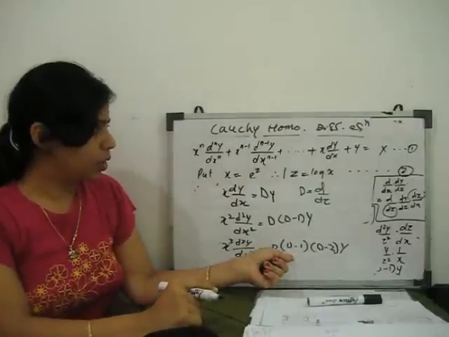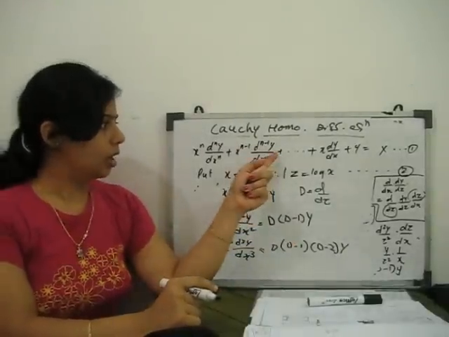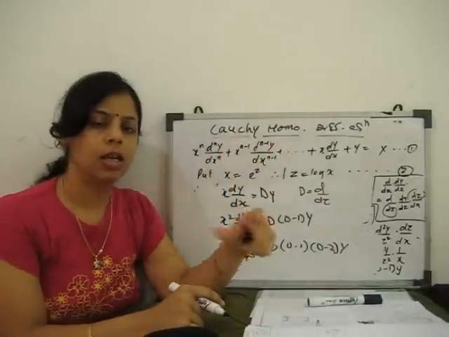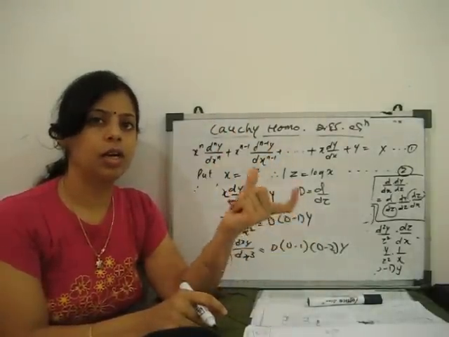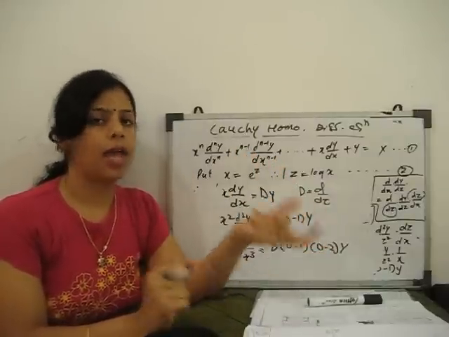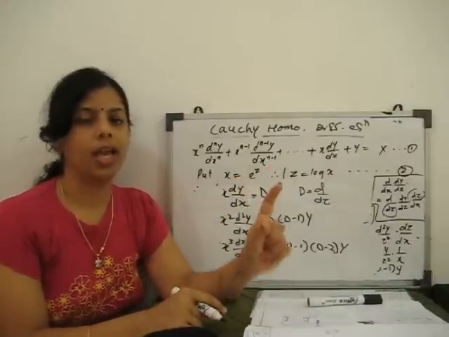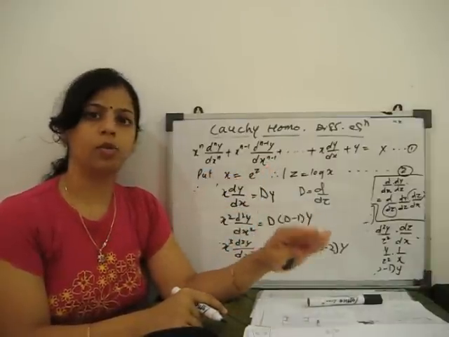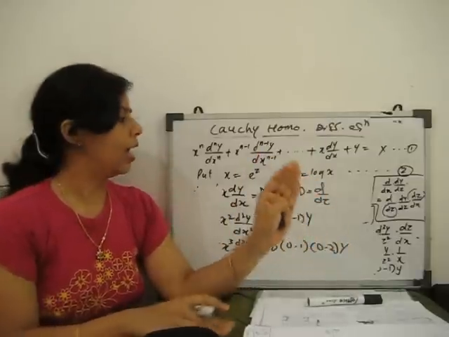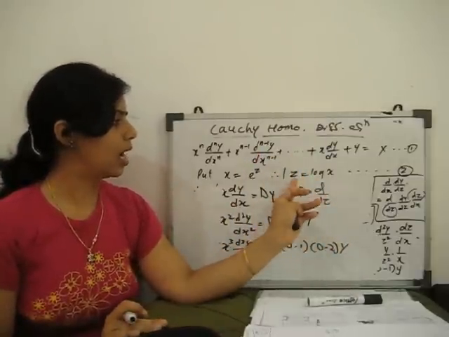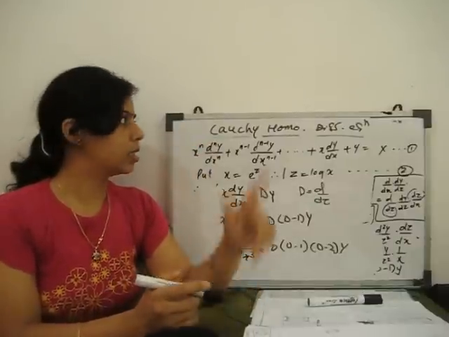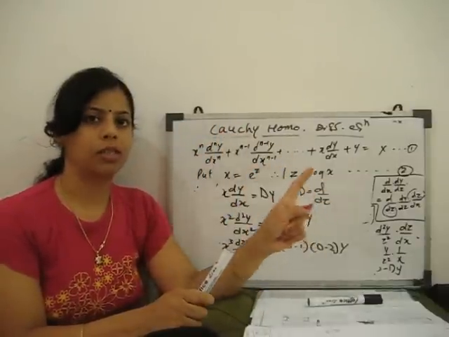When we substitute these terms in the given equation, our Cauchy's homogeneous equation is converted into a linear differential equation with constant coefficients in y and z. Then the further solution is the same. We have to find the CF and PI in terms of y and z. At the end, we again replace z with log x and e to the power z with x. So that's Cauchy's homogeneous differential equation.